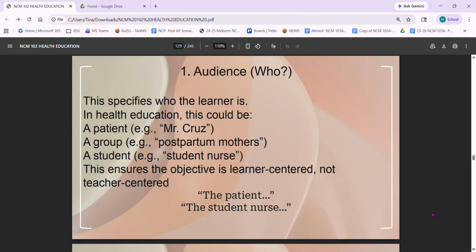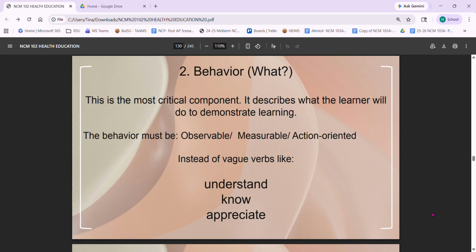Okay? When you say audience, okay, this specifies who the learner is. So, let's say in your health education, that's your patient. Let's say si Mr. Cruz. Let's say, group discussion yung gagawin mo. So, a group of postpartum mothers. Kung educator ka, yung mga student nurses. So, this ensures the objective is learner-centered, not teacher-centered. So, the patient, the student nurse. Okay, that's your audience.